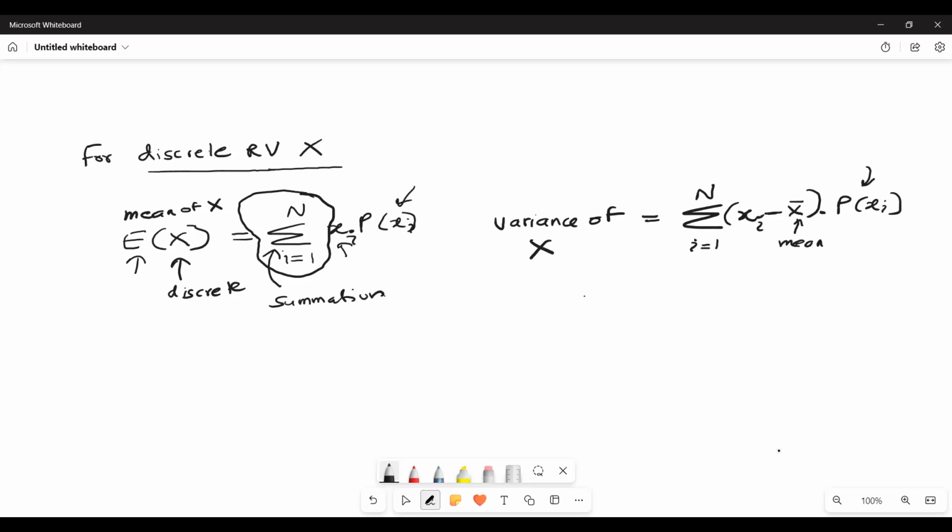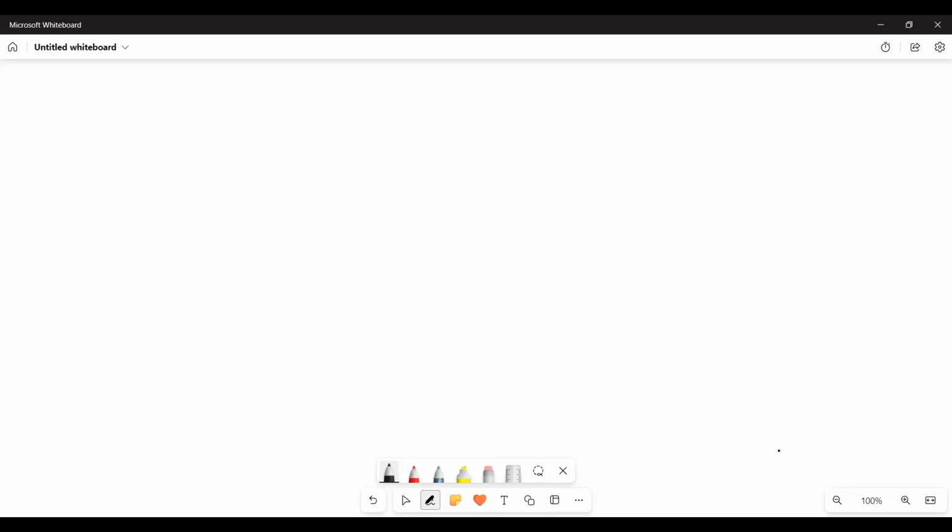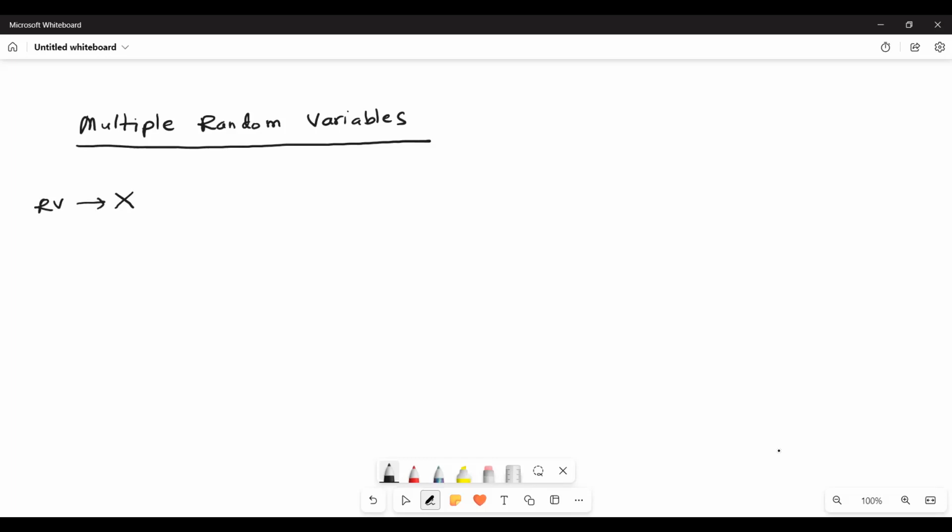And then we will discuss multiple random variables. Multiple random variables is something that we are going to discuss basically today. Multiple random variables means, as you can understand, that there are multiple random variables being considered. Let's say, for example, we have one random variable x and another random variable y.